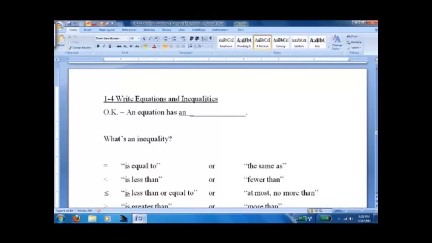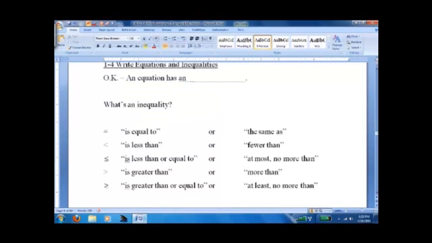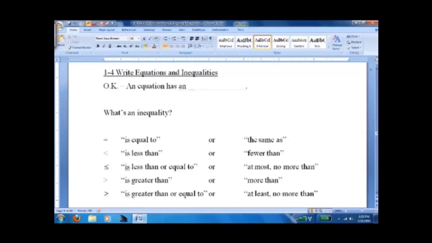All right, now we're going to work on writing equations and inequalities. An equation has an equal sign. What's an inequality? Well, inequalities are actually things we see in everyday life. For example, the best one I can think of is the speed limit. The speed limit might say 40 miles per hour, but that doesn't mean exactly 40 miles per hour. It means your speed should be less than or equal to 40 miles per hour.